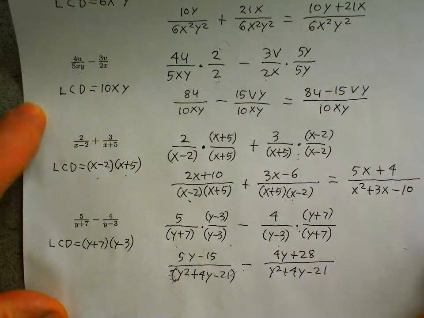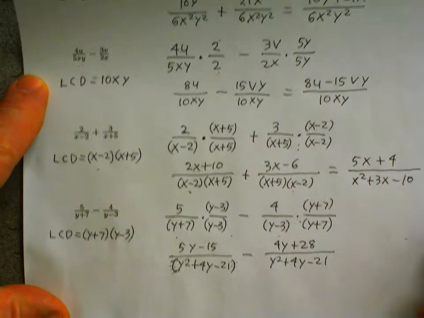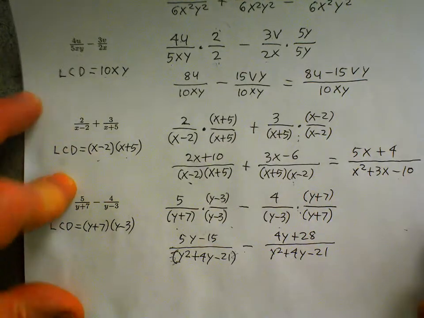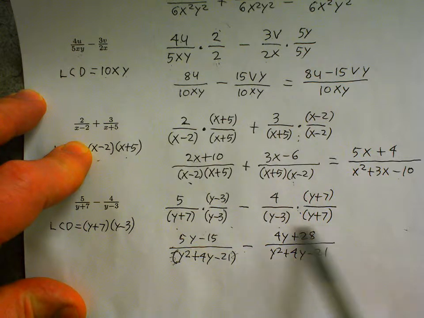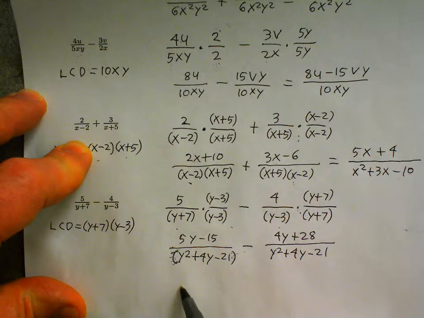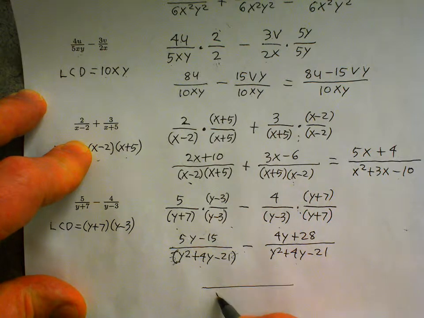Okay, so the next step, we have to make sure we're careful. Notice that we're subtracting the entire rational expression. But since we have a common denominator, the result of that subtraction will just be a single rational expression with the common denominator y squared plus 4y minus 21.